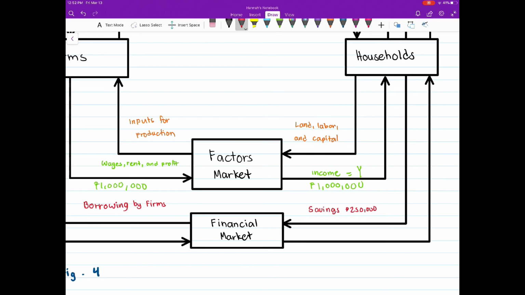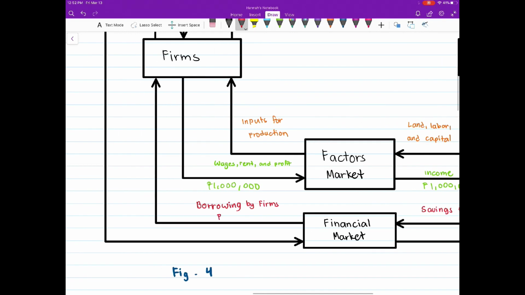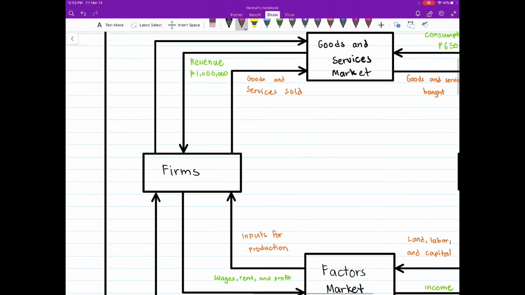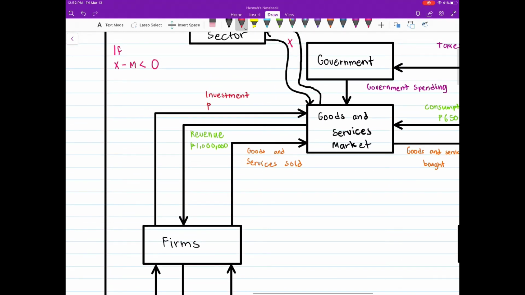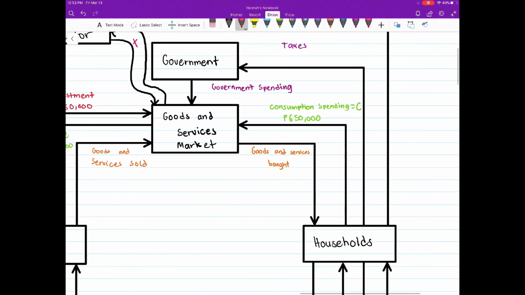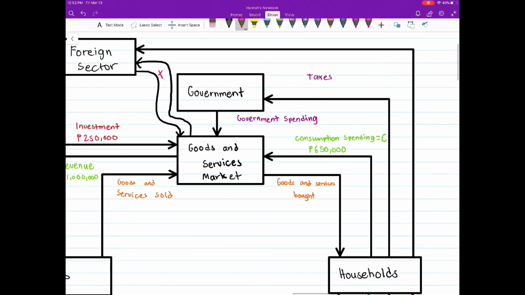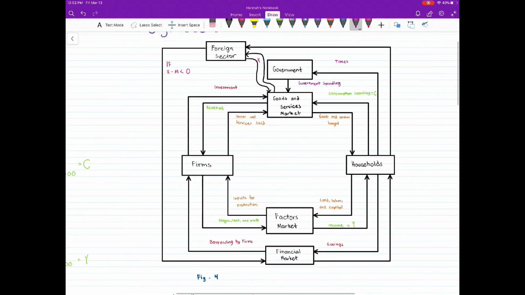And borrowing by firms, investment, and yeah. Then over here the taxes would be 100,000. It's not always these values, so this is just for example. Is that all? Yep, I think that is all.